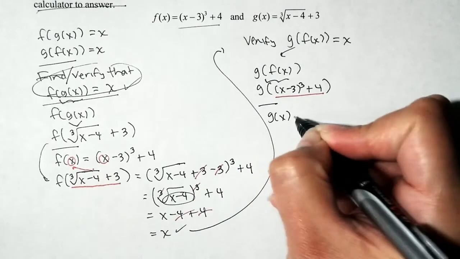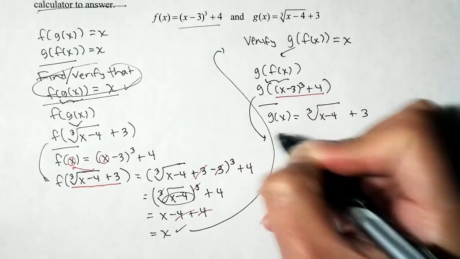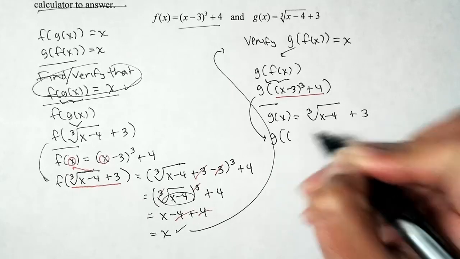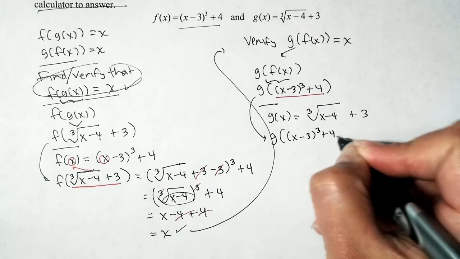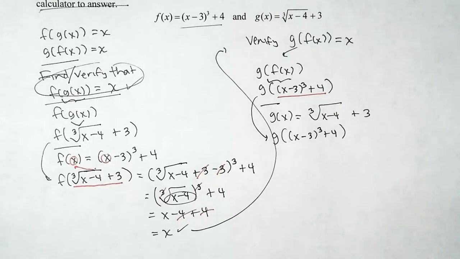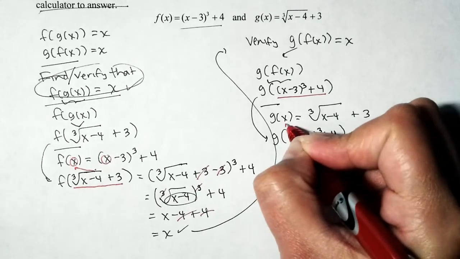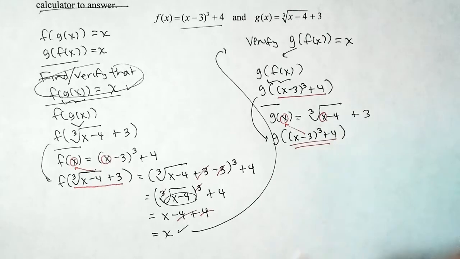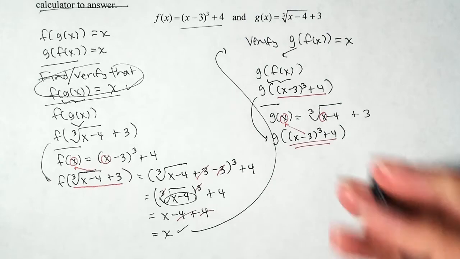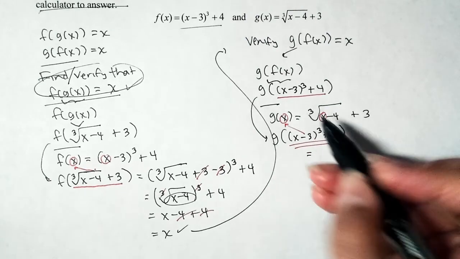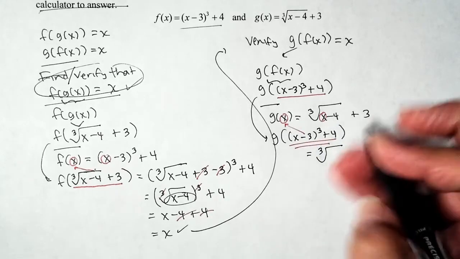So g of x equals cube root of x minus 4 increased by 3, and then with confidence we're going to write down what we were trying to find, which is g of this cool expression, cube of x minus 3 plus 4. Fantastic. So now to evaluate this, we are going to substitute this expression for the input of x. So wherever we see an x, we're going to swap it out for cube of x minus 3 increased by 4. Fantastic.